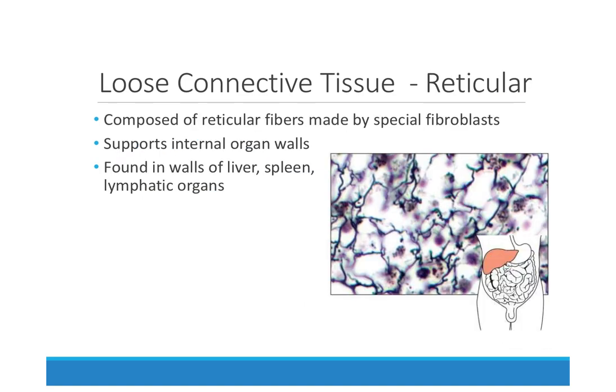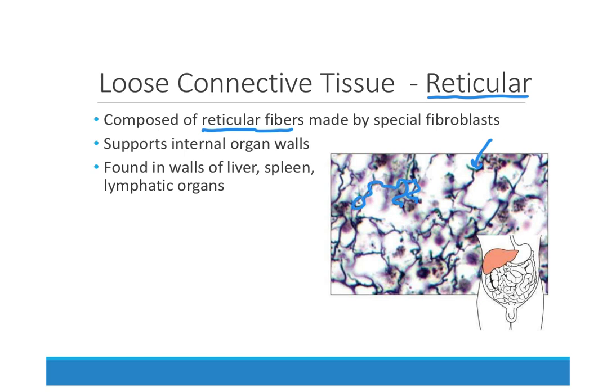The next type of loose connective tissue I want to talk about is reticular tissue, and I'm sure you can guess from the name that it's basically composed of reticular fibers, so that is the protein. And there are special fibroblasts that make reticular fibers. They are made of collagen, but instead of being long and straight, you can see they're very branched here. So these are the reticular fibers just kind of all around in here.